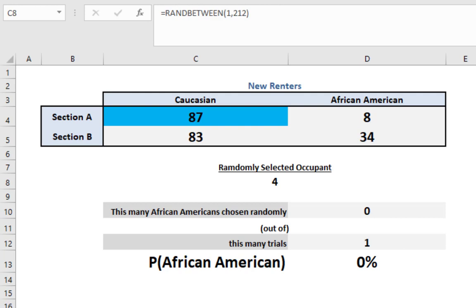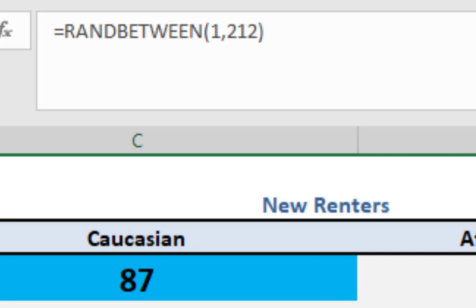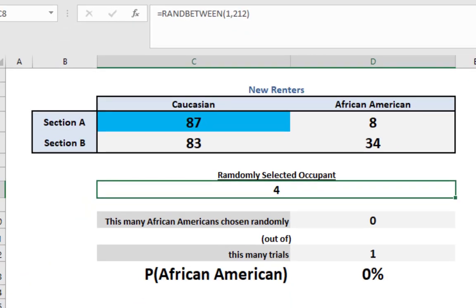Now, what I've done is, speaking of dice, I've coded Excel to roll a 212-sided die. Now, 212 sides because there are 212 people in this apartment complex. And I want folks to be chosen at random, which means everybody has the same chance of being chosen. So that person is being chosen right here by the command RANDBETWEEN. I put RANDBETWEEN 1, 212. Every time I re-randomize, I get a new person. Currently, I'm at person number 4.